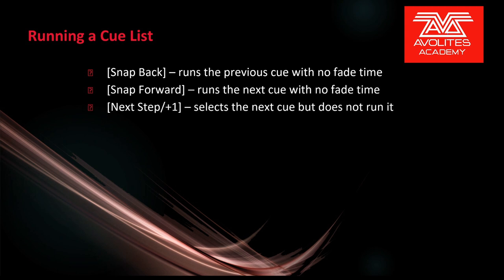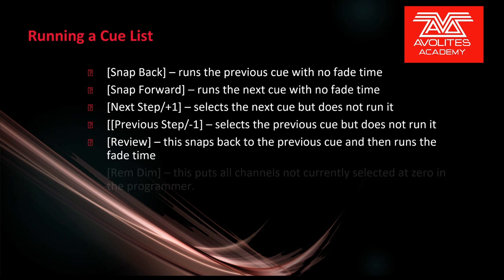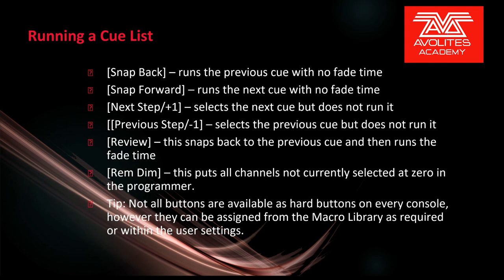Snap back runs the previous cue with no fade time. Snap forward runs the next cue with no fade time. Next step, /+1, and previous step, /-1, either select the next cue and do not run it, or select the previous cue and do not run it. Review snaps back to the previous cue, then runs the fade time. Rem dim puts all channels not currently selected at zero in the programmer. Tip: not all buttons are available as hard buttons on every console, however they can be assigned from the macro library as required or within user settings.